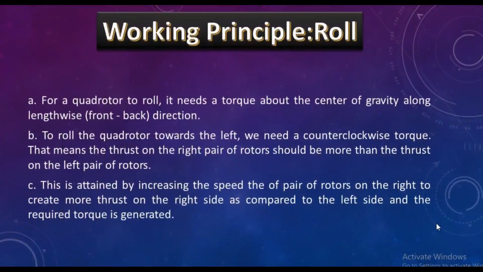Working principle of roll. For a quadcopter to roll, it needs a torque about the center of gravity along the lengthwise front-back direction. To roll the quadrotor toward the left, we need a counterclockwise torque. That means the thrust on the right pair of rotors should be more than the thrust on the left pair. This is attained by increasing the speed of the right pair of rotors to create more thrust on the right side as compared to the left side, and the required torque is generated.